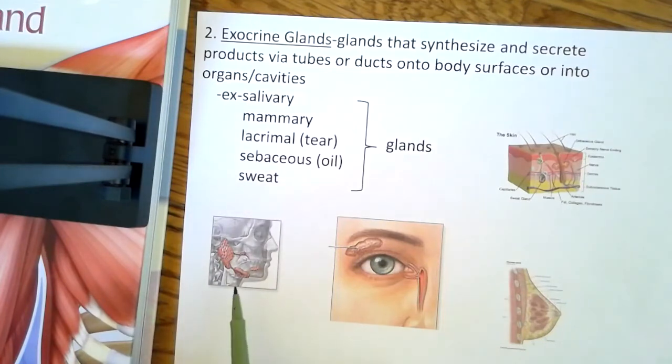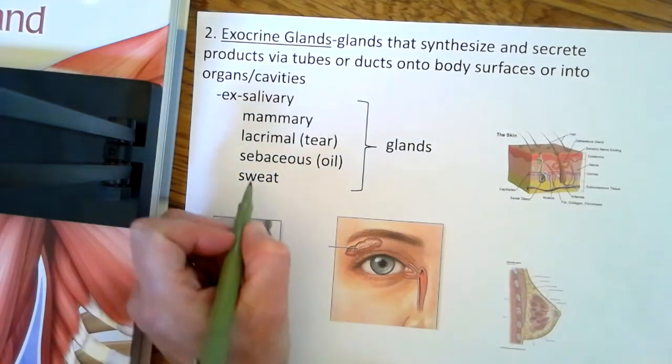Here we've got salivary glands, so the minute you even just smell food, you start to make saliva. When you put starch in your mouth, something like bread or potato chips, you start to break it down with amylase. Amylase is the enzyme in our salivary glands that starts to break down starch. Mammary glands are what females produce milk from. Lacrimal glands are your tear glands. And then your sebaceous glands and your sweat glands. Sweat glands are called sudoriferous glands.